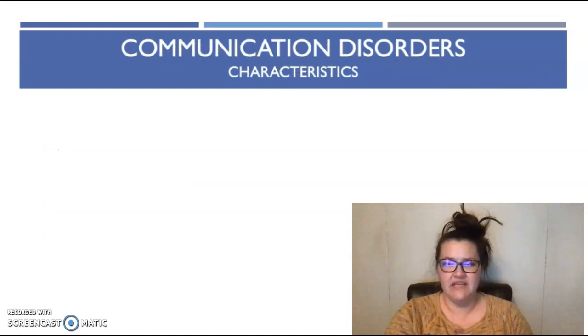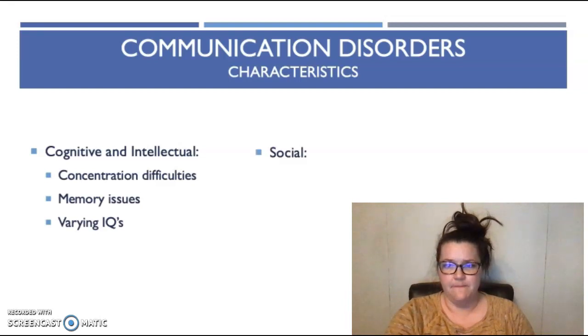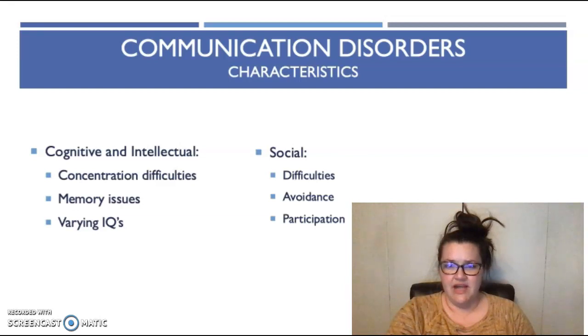For students who have communication disorders, the cognitive and intellectual characteristics are attention and concentration difficulties, memory issues, and their IQs vary. Socially, they may have avoidance issues such as appearing shy and reserved. They may not participate in large group settings. They are alone during social interactions and not asking friends to play or join their peers.